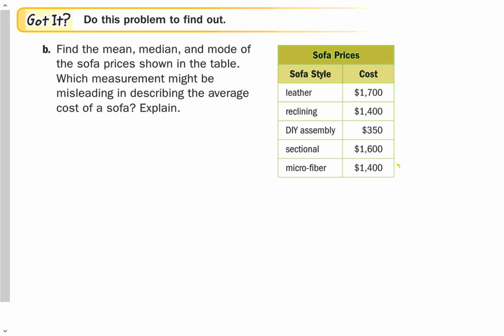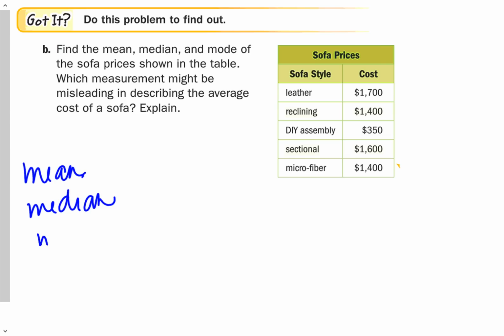Okay, here's an example. Got It B. It's on page 815. Find the mean, median, and mode of the sofa prices shown in the table. Which measurement might be misleading in describing the average cost of a sofa? Explain. So I'm not actually going to go over what the mean, the median, and the mode are because you can figure that out yourself.